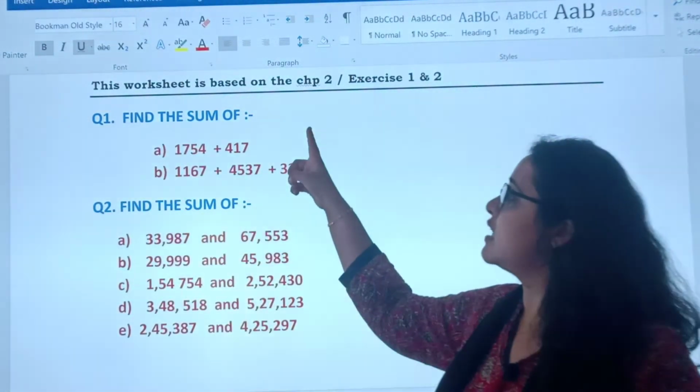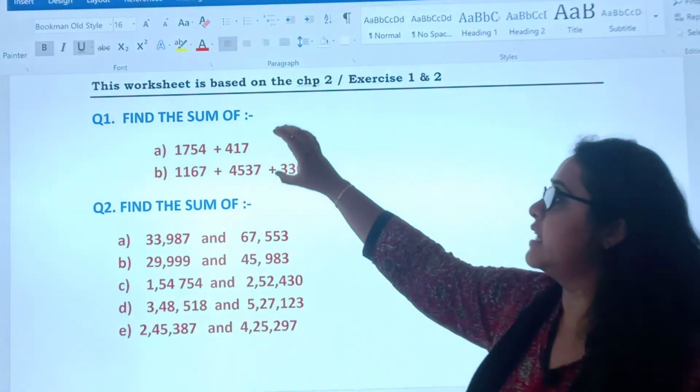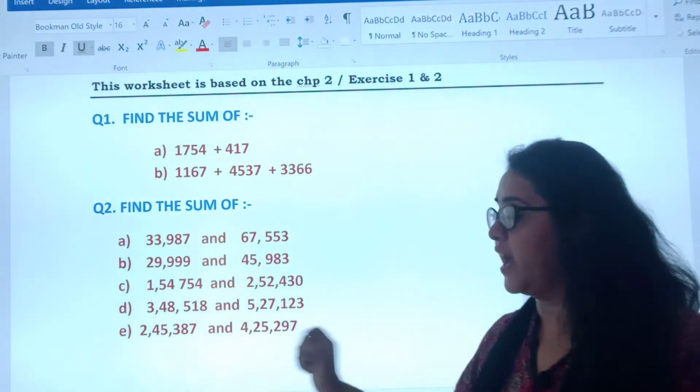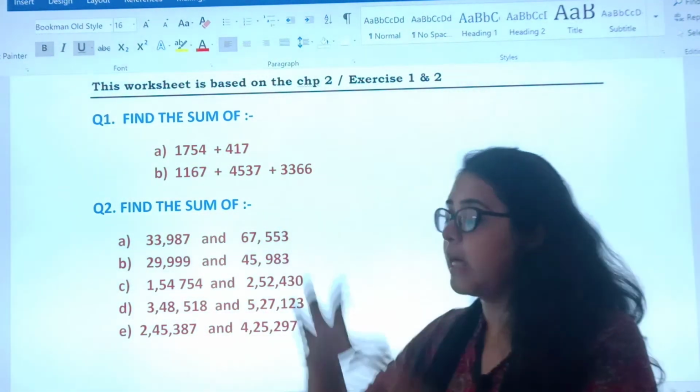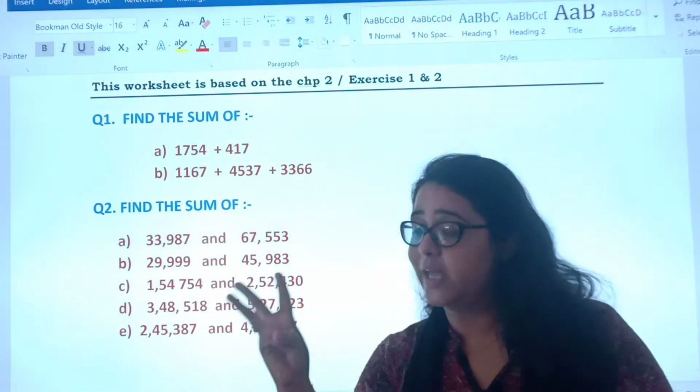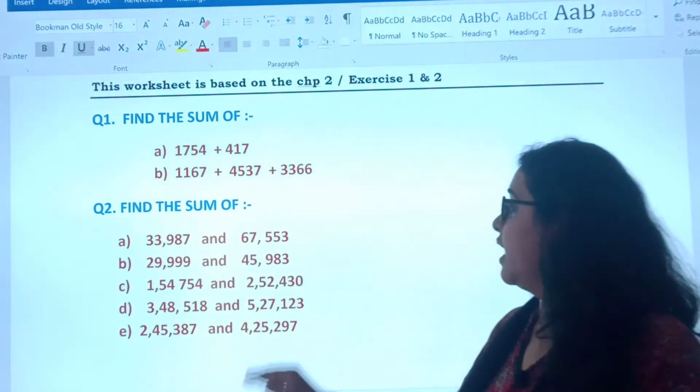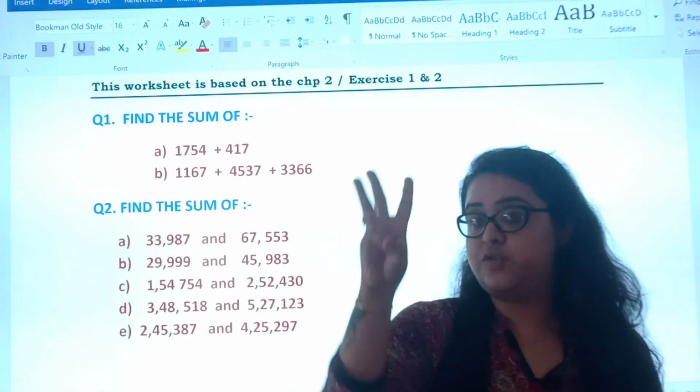You have to find the sum of these two numbers, which is based on exercise 1. Find the sum of these 5 sums. In this there is a combination of exercise 2 and exercise 3. The starting 2 sums belong to exercise 2 and the 3 sums belong to exercise 3.